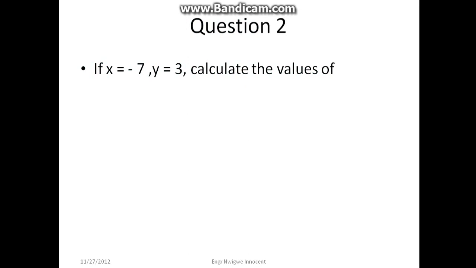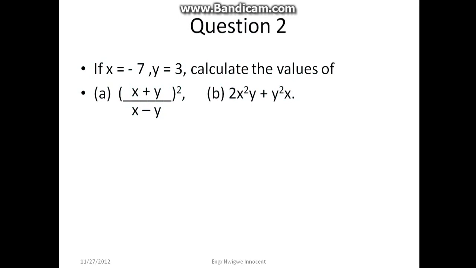Question 2. If x is equal to minus 7, y equal to 3, calculate the values of a. (x plus y) squared over x minus y. b. 2x squared y plus y squared x. c. 27x squared divided by 12y squared.